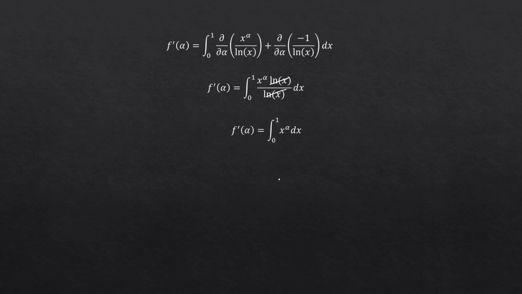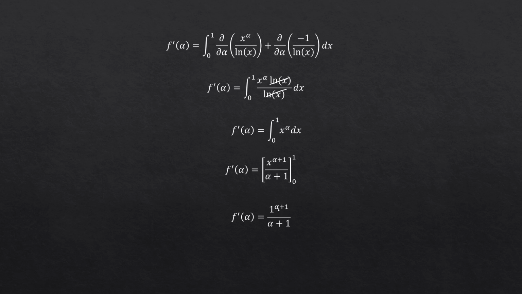Now all we're going to do is integrate with respect to x, so we're going to add 1 to the power and divide by that new power, and that gives us the following expression. Now we're going to plug in our bounds. When we plug in 1, we're going to get 1 to the power of alpha plus 1 all over alpha plus 1, minus 0. So we're going to have nothing there. So all we're going to have is this.